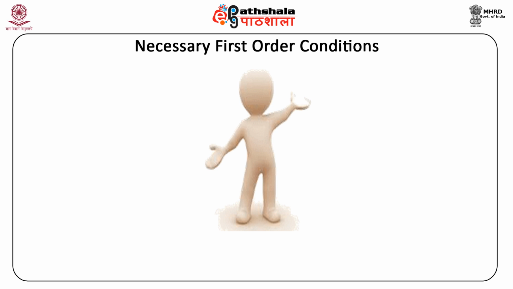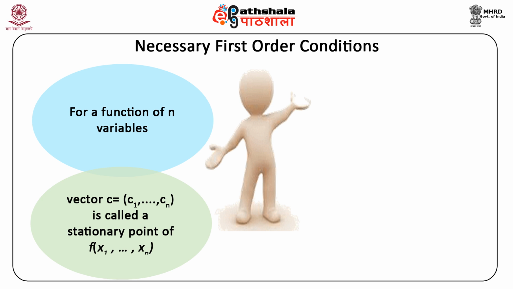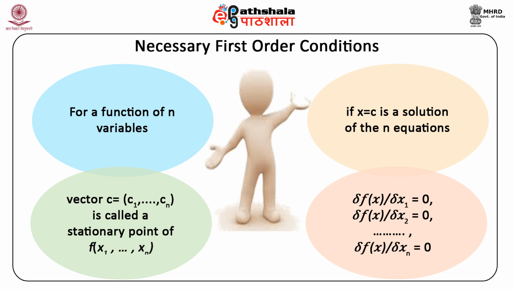For a function of n variables, vector c equal to c1 going till cn is called a stationary point of function f of x1 till xn if x equal to c is a solution of the n equations: first derivative of f of x with respect to x1 is equal to 0, going till the last derivative of f of x with respect to xn equal to 0.